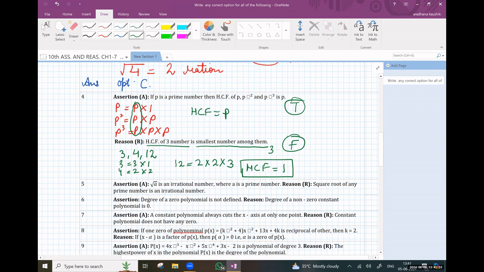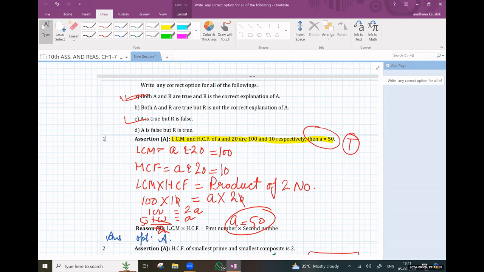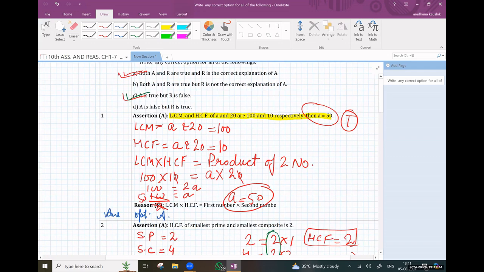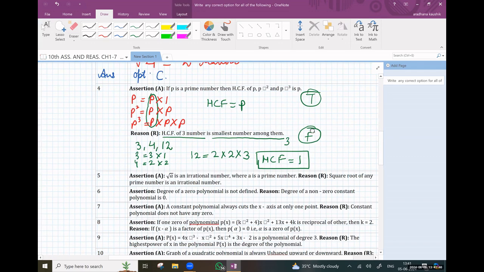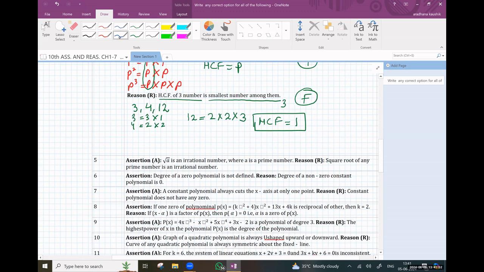Now the conclusion is assertion is true but the reason is false. So there will be again option C as the answer.